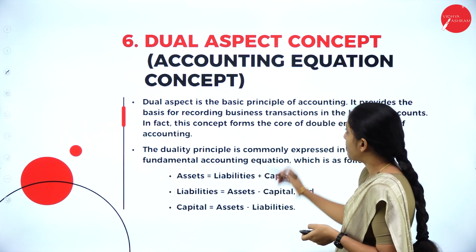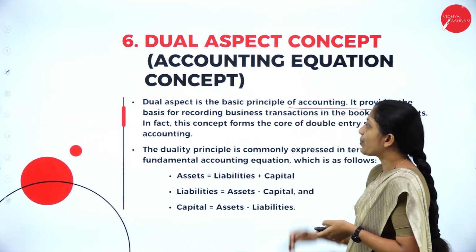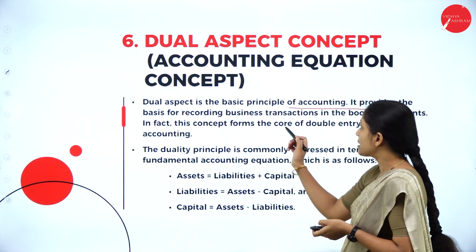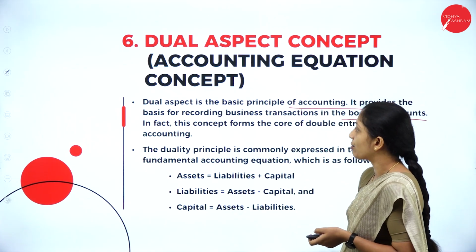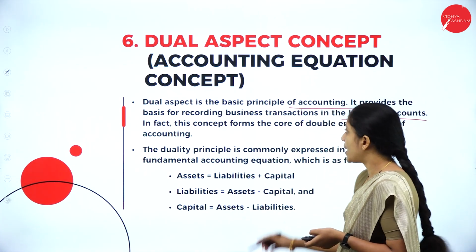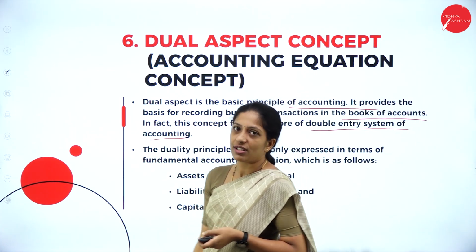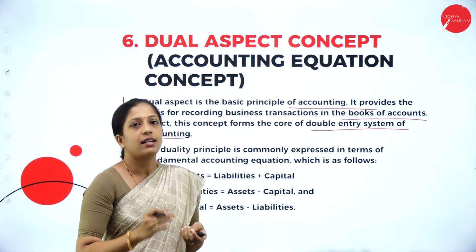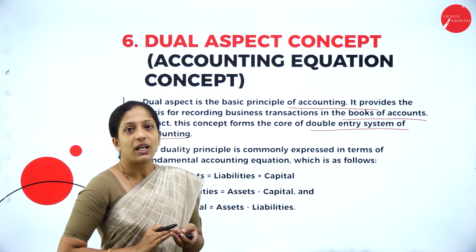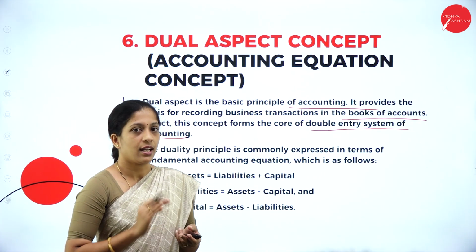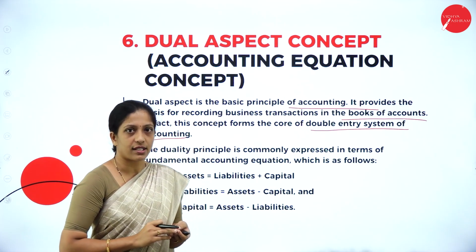Dual aspect is a basic principle of accounting. It provides a basis for recording business transactions in the books of accounts. In fact, this concept forms the core of the double entry system. I have already told you about the double entry system, which tells us each and every debit will have a corresponding credit. That is your double entry system.